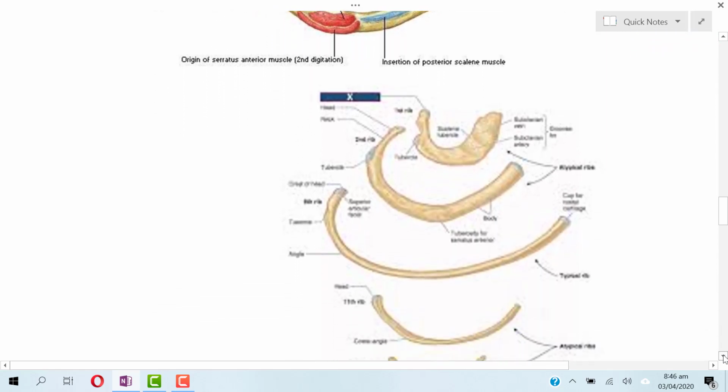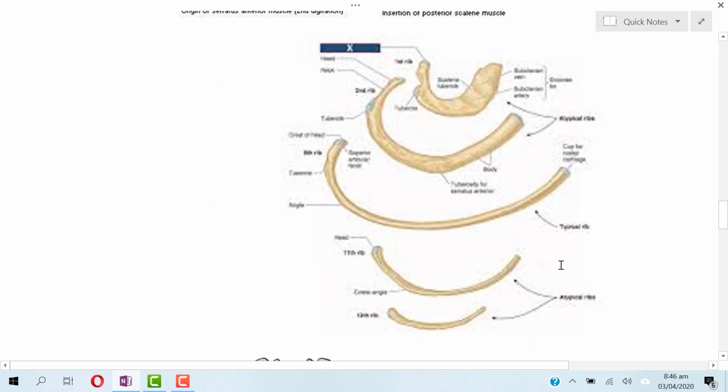Now see this diagram. Can you see this diagram? This is the first rib, this is the second rib. Now this is the third atypical rib, which is the 10th rib. The 10th rib is shorter than the typical ribs present above it. Actually what happens, the length of the ribs will increase from first to second, then third, fourth, fifth, sixth, seventh, eighth and ninth rib. The length is increasing continuously. But when it reaches the 10th rib, it will decrease now.